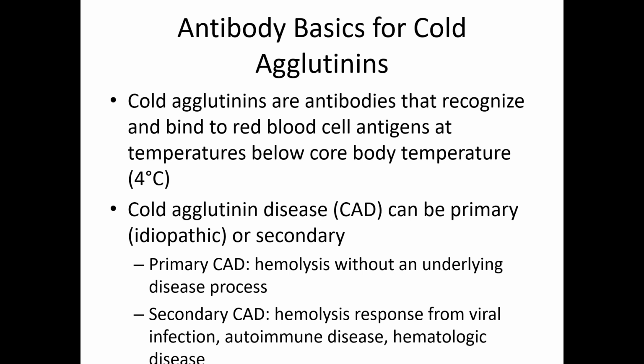Remember, you can think about cold agglutinin disease as broken down between primary cold agglutinin disease, which is just a hemolytic process resulting in anemia without an underlying disease process, or secondary cold agglutinin disease. This is typically hemolysis following a viral infection, autoimmune disease, or hematologic disease. So we'll touch on these.